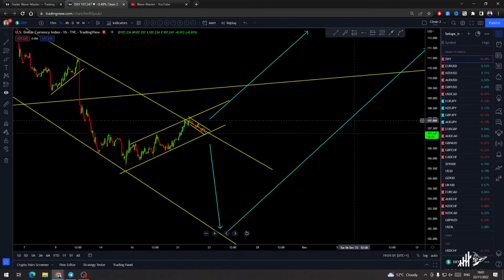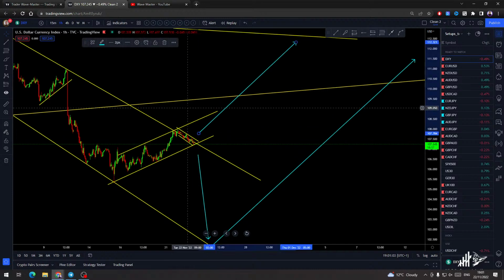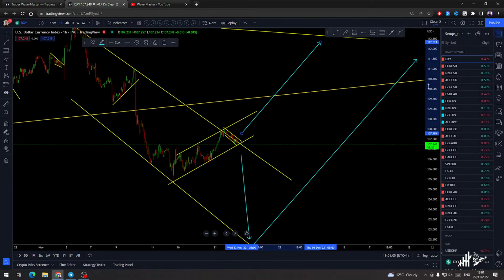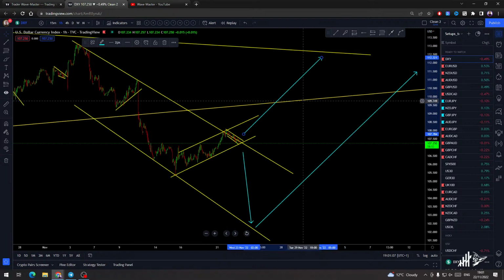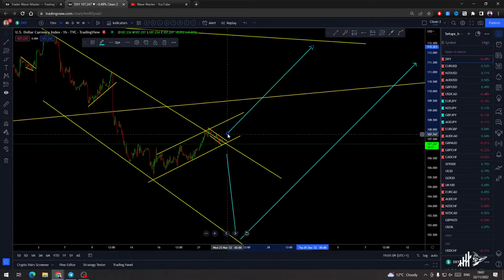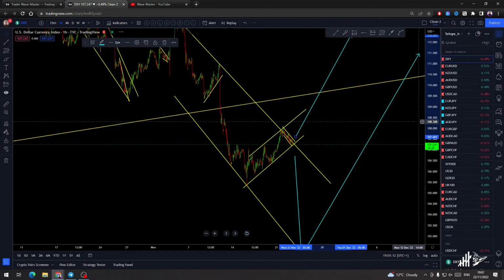I think that DXY can break up over there, but if it drops lower, then I will just ignore it. I'm very interested in this buy.